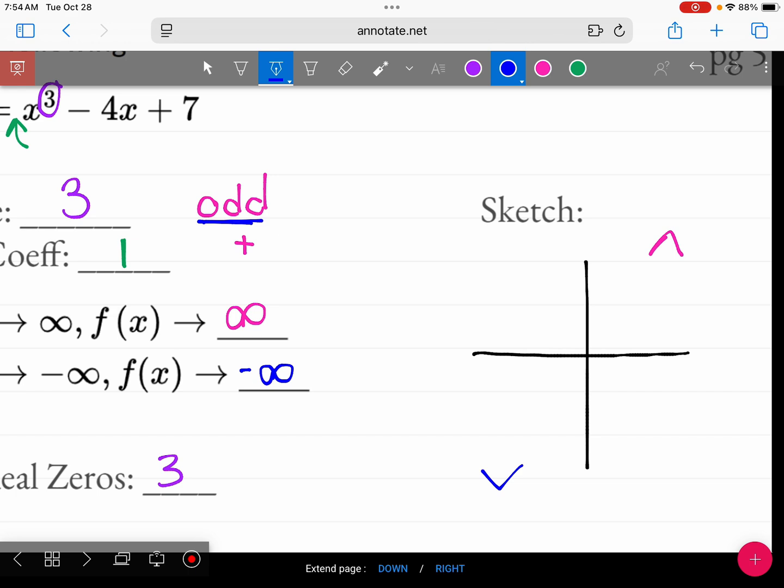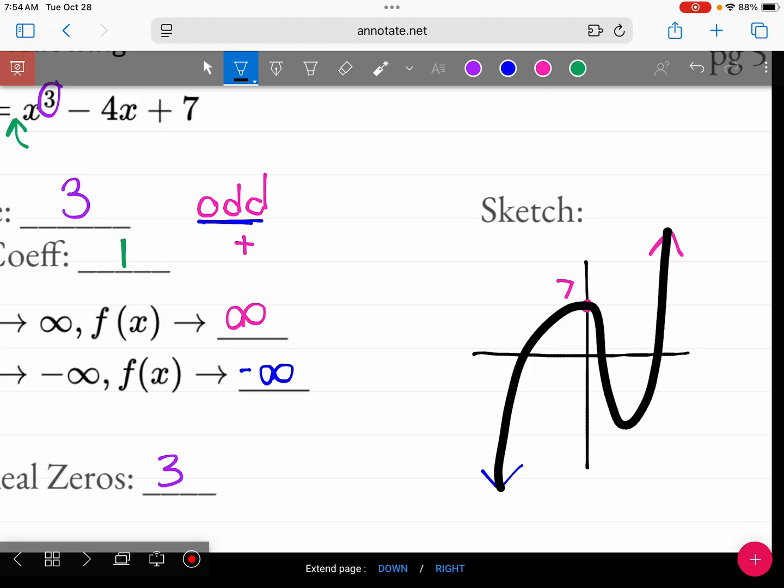We do know one thing. What's the y-intercept of that function? 7. So I could get slightly more detail. I know my y-intercept is 7. So at some point, it's going to hit there. Other than that, I got nothing. So when we make our sketch, it could be that. Could be that. Could be that. We don't have any more information.